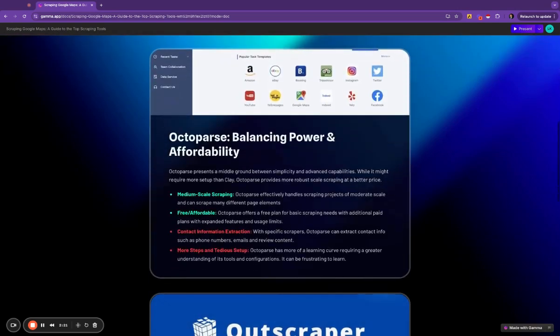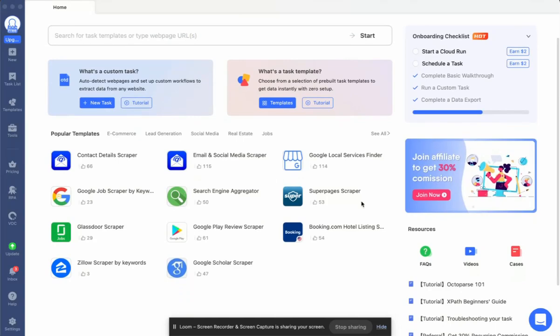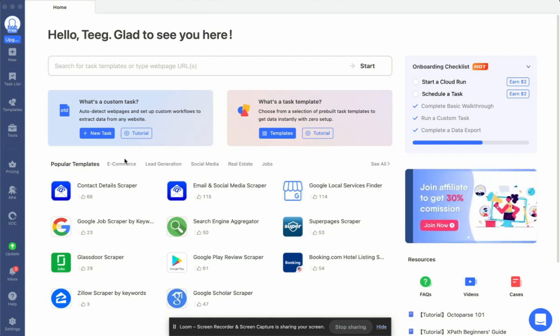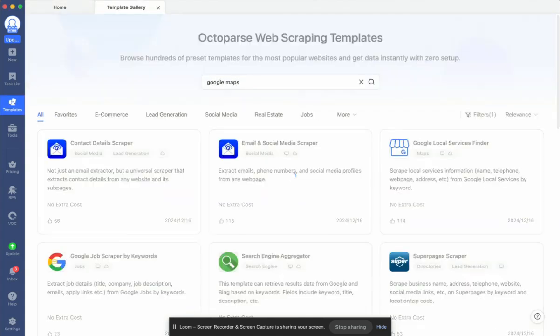But beyond Clay, another popular one is Octoparse. Octoparse is pretty good as kind of a middle ground solution. The reason for that is it's not necessarily the most user friendly, but I would say its scraping abilities are a little bit more robust and of a bigger scale than Clay's. And you can also run most basic scrapes for free.